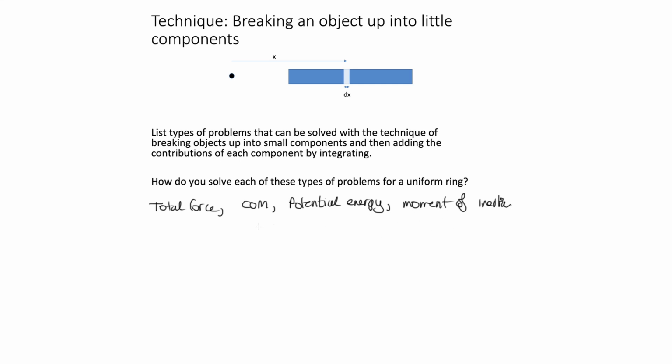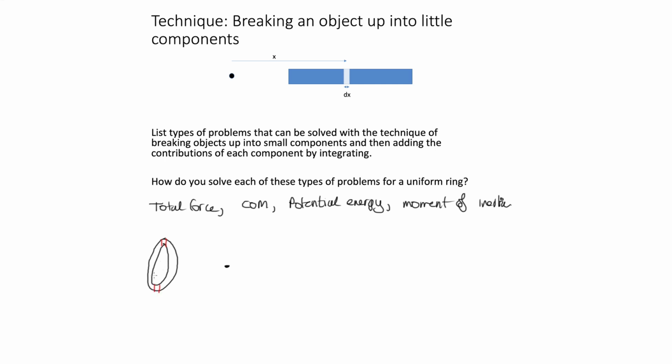There may be others. If you can think of others, that's great. And then how do you solve each of these problems for a uniform ring? Okay, so let's imagine that we had a uniform ring here. Now, if we needed to consider the total force on an object a bit of a distance from a ring, what we'd need to do is break it up into little components.